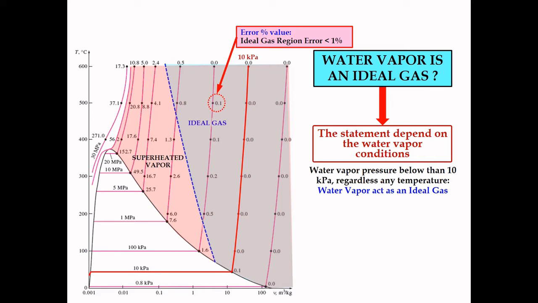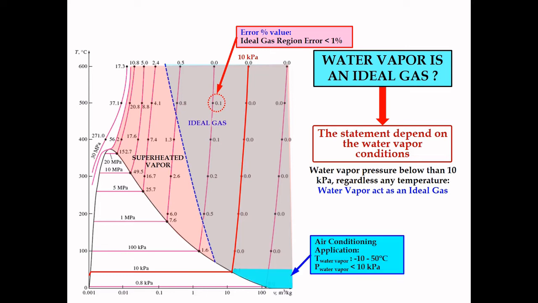If we look at the constant pressure line of 10 kilopascal, for water vapor pressure below 10 kilopascal, regardless of any temperature value, the water vapor acts as an ideal gas. For example, for air conditioning applications where the water vapor temperature is within -10 to 50 degrees Celsius and the water vapor pressure is less than 10 kilopascal, in terms of partial pressure of water vapor inside the air.